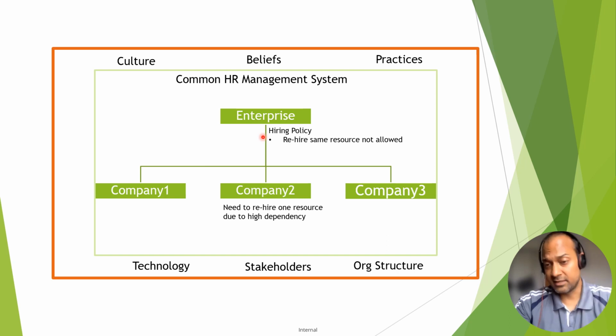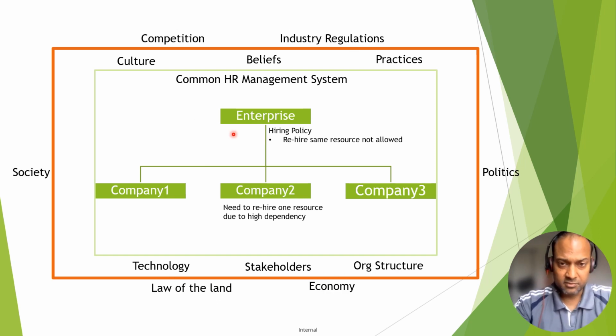Now, there are a lot of other factors that are external to the enterprise, and generally we call those environmental factors as well. What could those be? There is competition in the market that you are part of, industry regulations, politics, the economy, the law of the land, and society. These are some of the factors that you cannot impact directly. These are not in your hands. You cannot direct or impact those directly, so it makes sense that we should not discuss those.